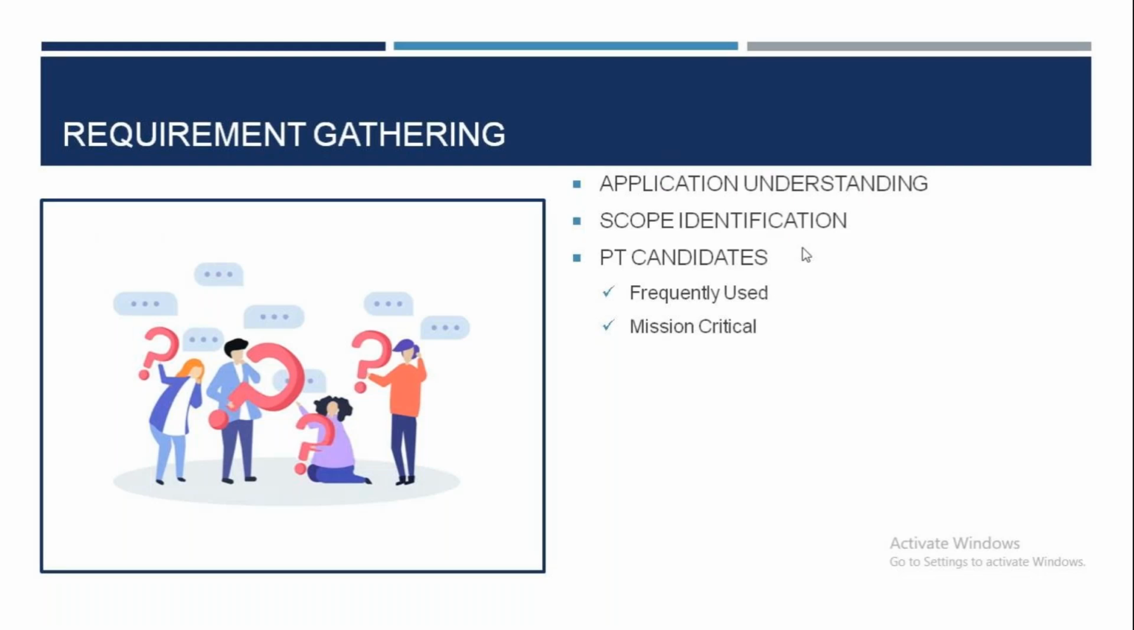Mission critical means for fulfilling the business, for fulfilling that user flow, or for completing the important transactions. Those scenarios are very much necessary. Those scenarios are very much critical. So that is why those scenarios can be called mission critical. So the kind of scenarios which are mission critical for the application, they will also be performance testing candidates.